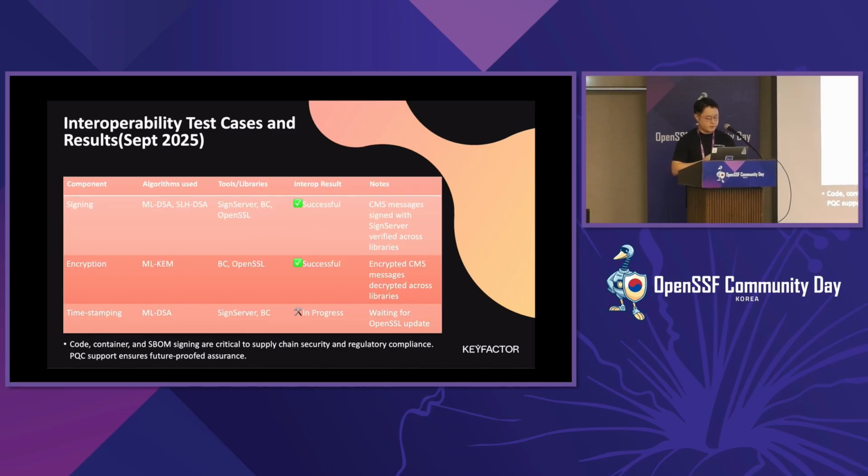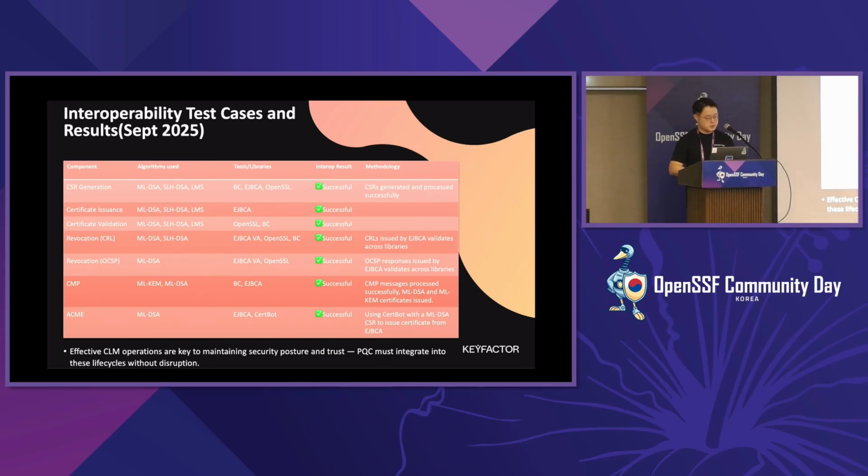This is for signing, right? This is also very important when we talk about supply chain security. So we have used ML-DSA and SLH-DSA for signing using SignServer, and also verified using different libraries. Encryption with ML-KEM and timestamping are still in progress, and we're just waiting for OpenSSL to update.